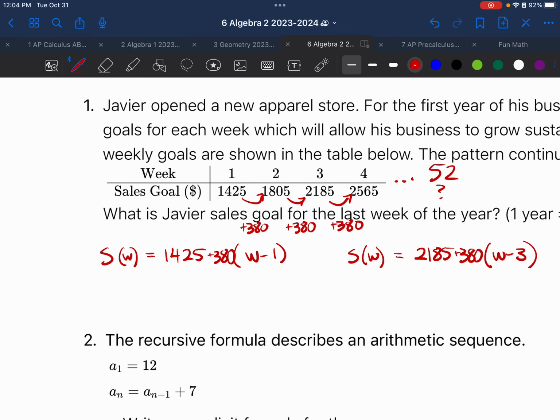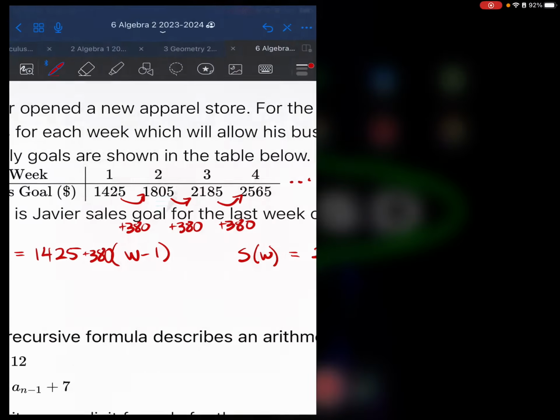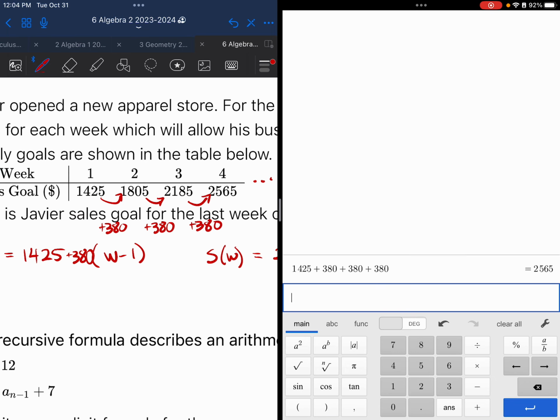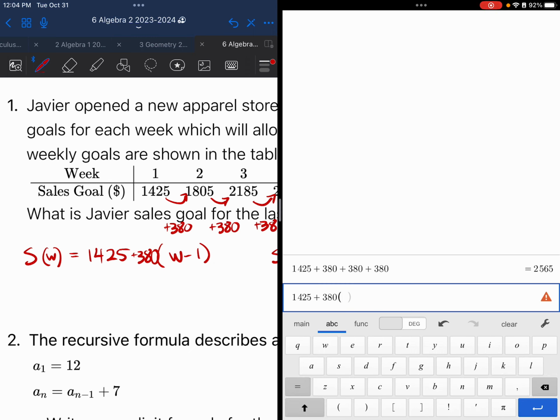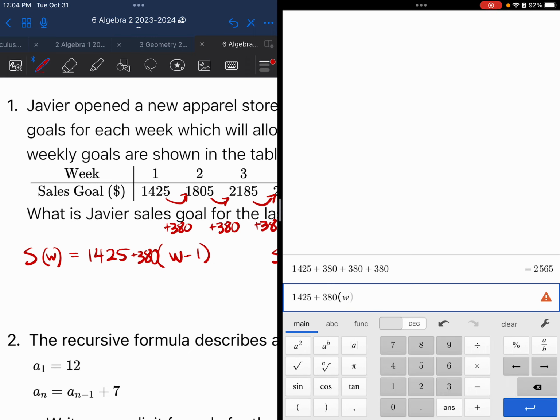Okay, so let's go ahead and type this into our calculator. So if I come back to our calculator, I'm going to enter my first equation. So I'm going to say 1425 plus 380 times the quantity of, I guess I have a W minus 1. And if I enter a value for W, like W equals 1, I should spit out 1425. It does. If I type in W is equal to 2, it does a second week. If I do 3, it does a third week. It seems to be working.